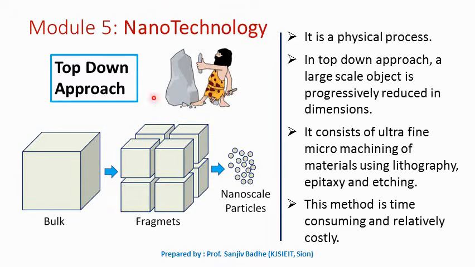So this top-down approach consists of ultra-fine micro machining of materials using lithography, epitaxy or etching. This method is usually a time-consuming and relatively costly method. So in short, in the top-down approach, a material at bulk level is taken and it is cut into smaller and smaller pieces till we get nanoscale particles.